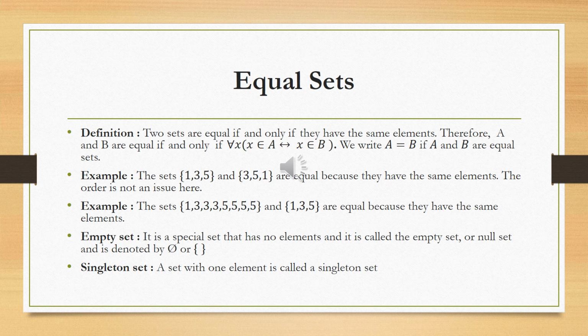Empty set. It is a special set that has no elements, and it is called the empty set or null set, and is denoted by a zero with a slanted line through it, or by empty curly brackets. Singleton set: a set with one element is called a singleton set.